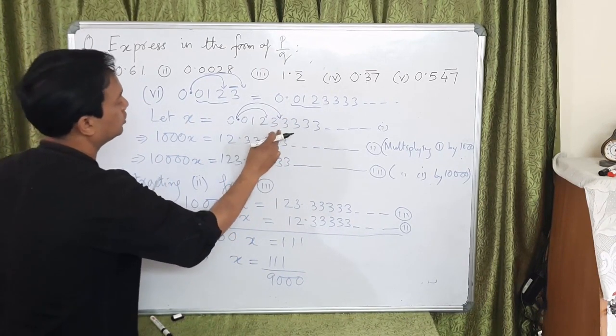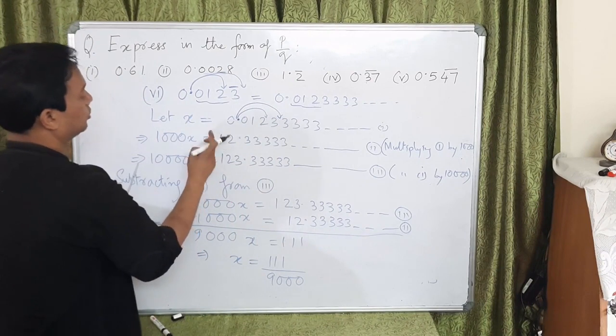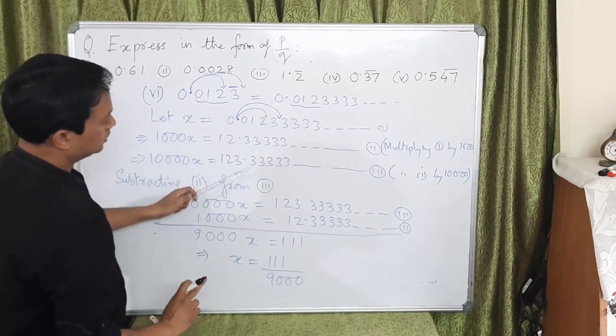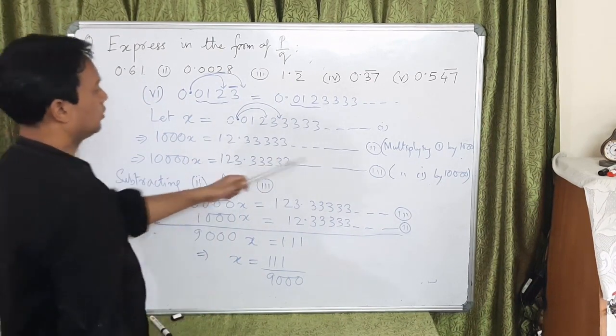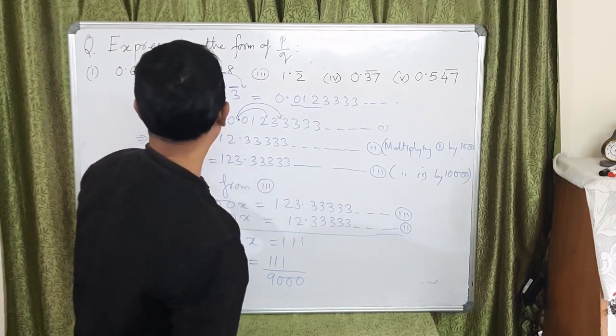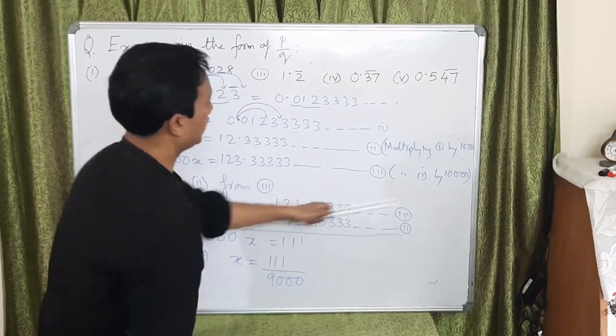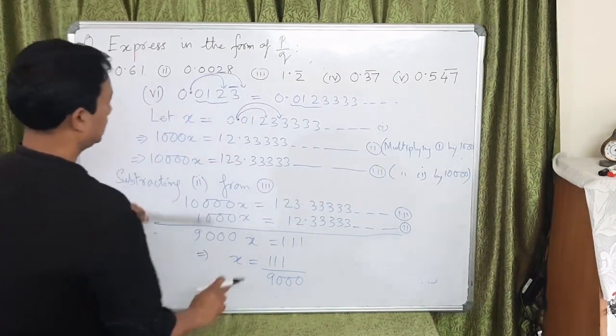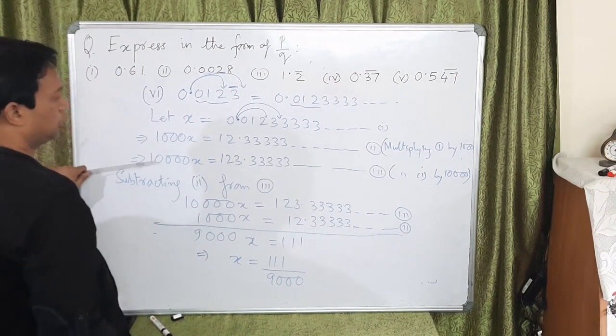So you'll write only 1, 2, 3, and then 3, 3, 3, 3. We don't have to write the leading 0. So here we have written multiplying equation 1 by 10,000. Now the next step is just to subtract these two equations.